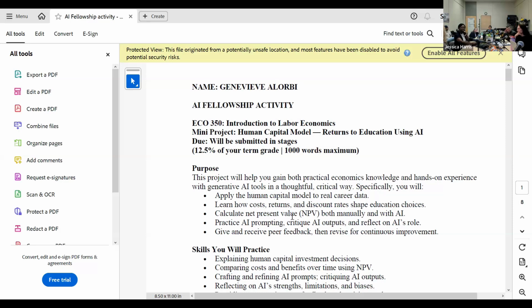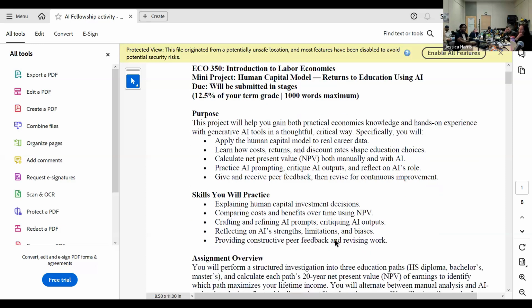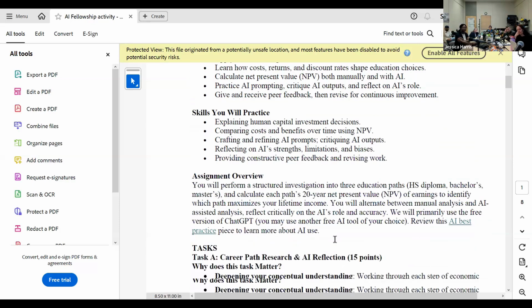And then I incorporated the AI learning objectives: calculate NPV both manually and with AI, practice AI prompting, critique AI outputs, and reflect on AI's role. So they know exactly what they are learning from AI. Give and receive peer feedback, and then revise for continuous improvement. Skills you will practice, similar but more hands-on.